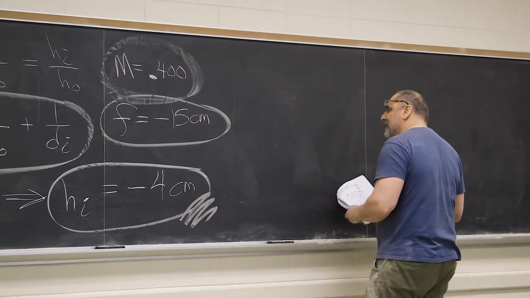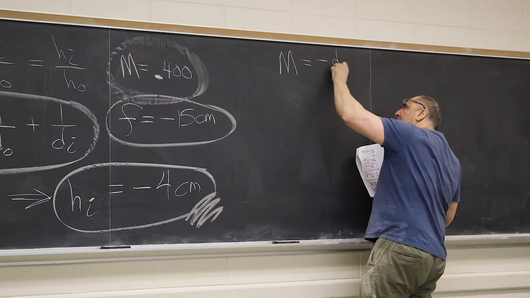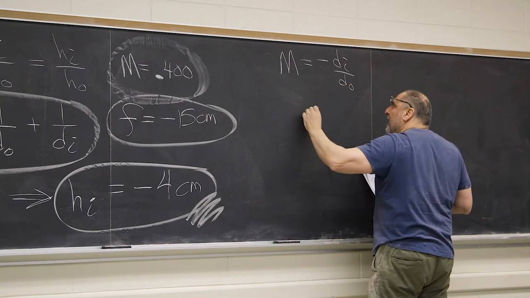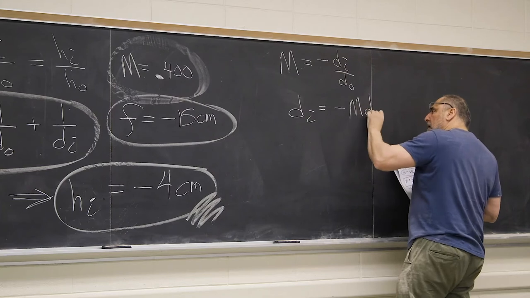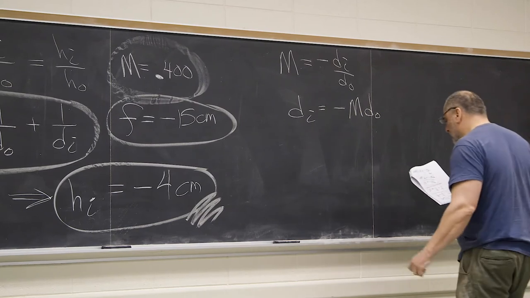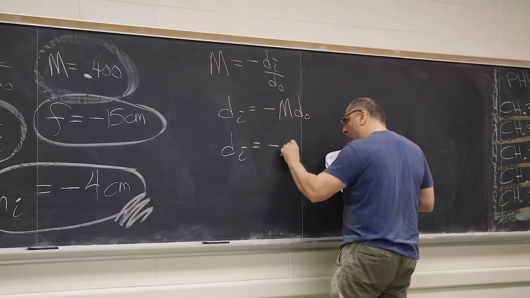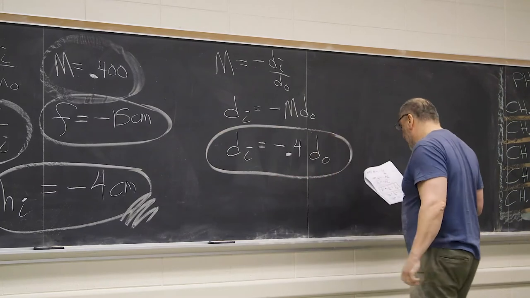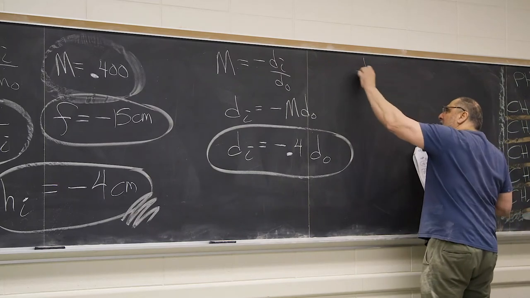What can get us out of the woods to a large extent is also this. Magnification is also negative DI over DO. That means if you multiply by negative 1 on each side and multiply by DO, you get negative M DO. DI is negative 0.4 DO. That could be of interest. Like I said, it solves a lot of the puzzle. Let's write it again.